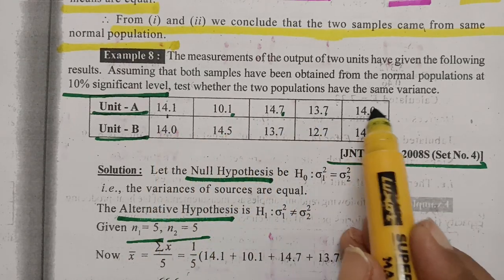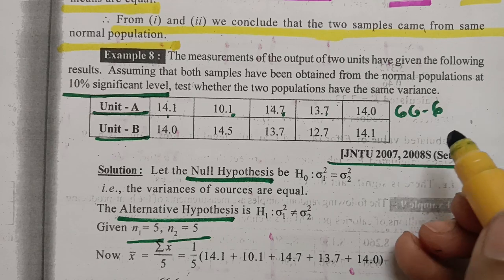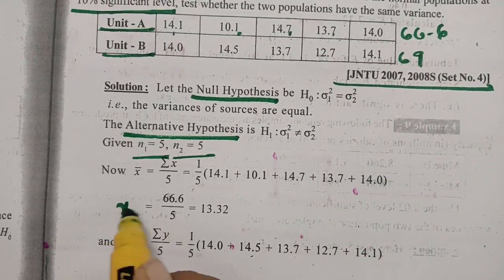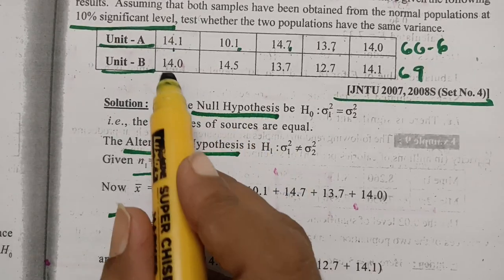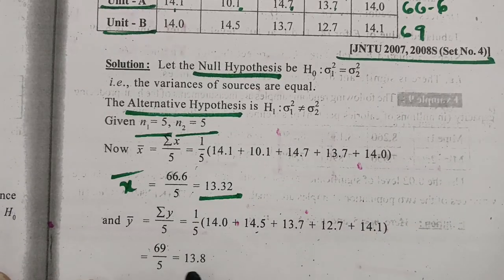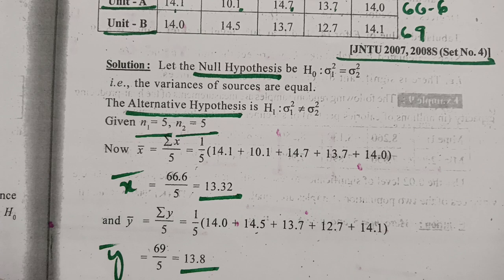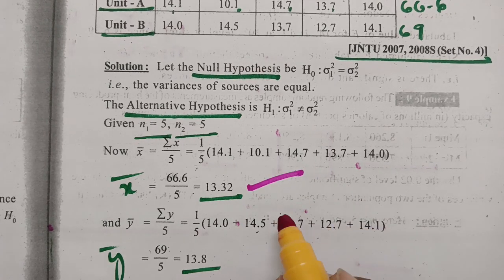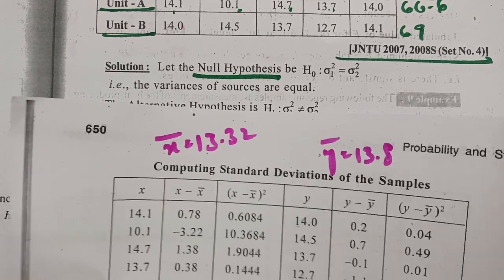So we have to make an addition out of these, and this is 66.6. And the addition for the other sample is nothing but 69. So x bar is 66.6 by 5, and this value is 13.32. And for y bar we make the addition, that is 69 by 5, and the value here is 13.8. So you have to use your calculator. After getting the mean value as 13.32 and y bar as 13.8, this is the table here.